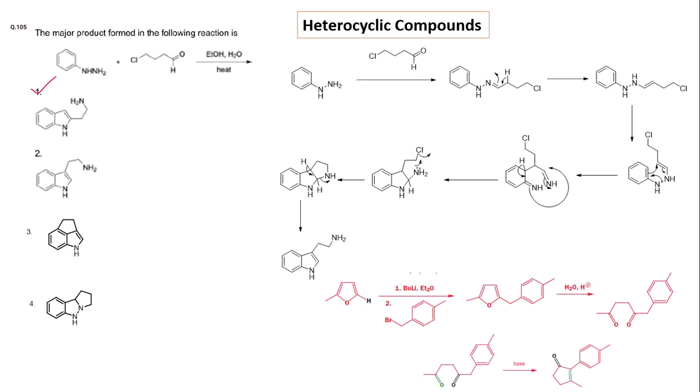And this is the formation of the tryptamine derivative. This is the Fischer indole synthesis, where a [3,3] sigmatropic rearrangement occurs, and after intramolecular cyclization and elimination we get the tryptamine derivative. This problem has mainly come from the heterocyclic group, and this screenshot has been taken from Clayden.